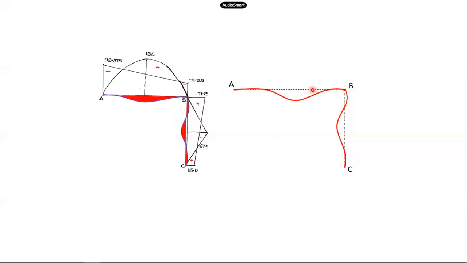This discontinuous line is the original position of the members, whereas this continuous red line is showing the deflected shape. This is the way in which the frame gets deflected. So the bending moment diagram and the deflected shape, two diagrams you need to draw over here.